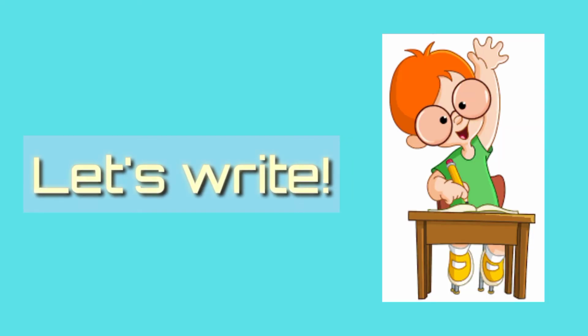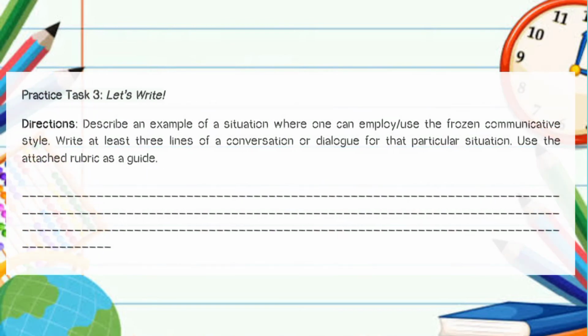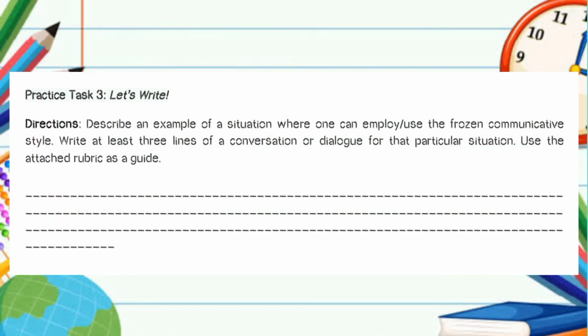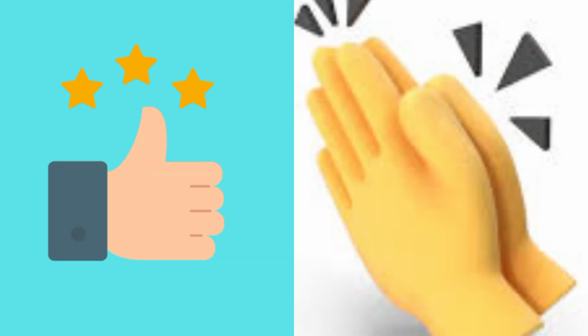This time, my dear students, let's have this last activity before we proceed to the assessment. On page 4 of your LAS, you are going to describe an example of a situation where one can employ or use the frozen communicative style. Write at least 3 lines of a conversation or dialogue for that particular situation. Be guided by the attached rubric that will be found on page 5 of your LAS.